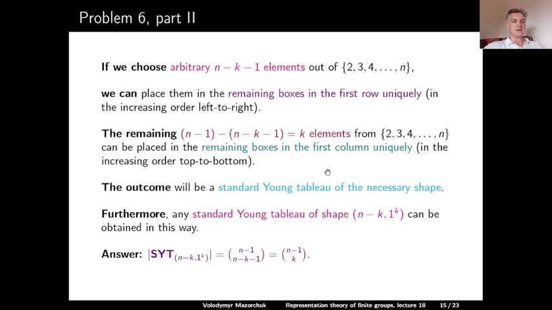So the number of standard Young tableaux of shape (n minus k, 1^k) is equal to the binomial coefficient n minus 1 choose n minus k minus 1. Alternatively, the same is n minus 1 choose k.